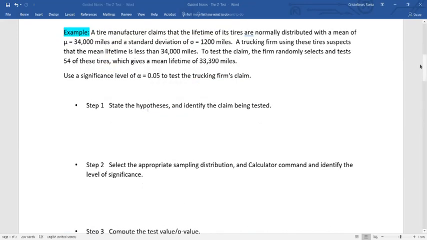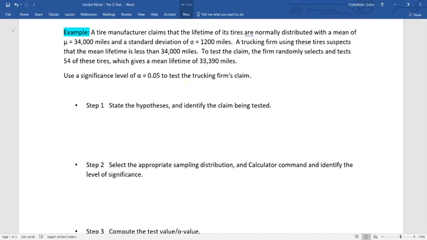Here is the first example. A tire manufacturer claims that the lifetime of its tires are normally distributed with a mean of mu equals 34,000 miles and the standard deviation of sigma equals 1,200 miles. A trucking firm using these tires suspects that the mean lifetime is less than 34,000 miles. To test the claim, the firm randomly selects and tests 54 of these tires, which gives a mean lifetime of 33,390 miles. Use a significance level of alpha equals 0.05 to test the trucking firm's claim.